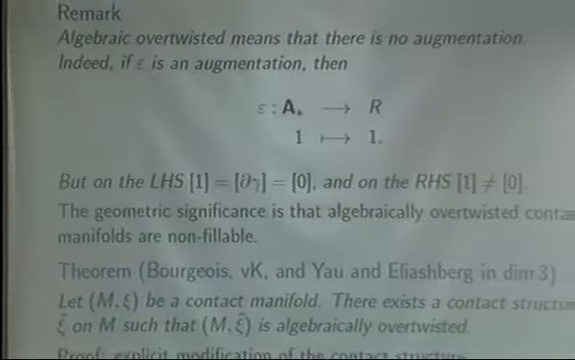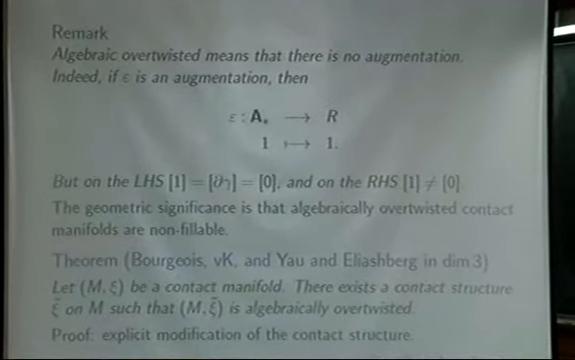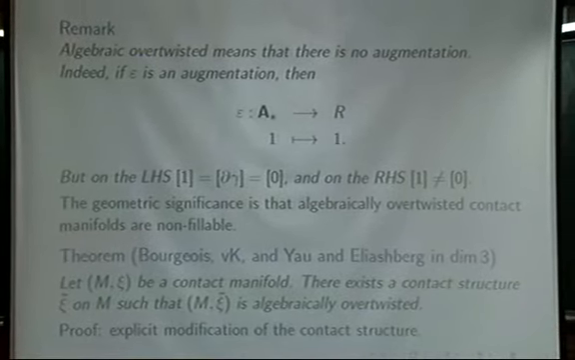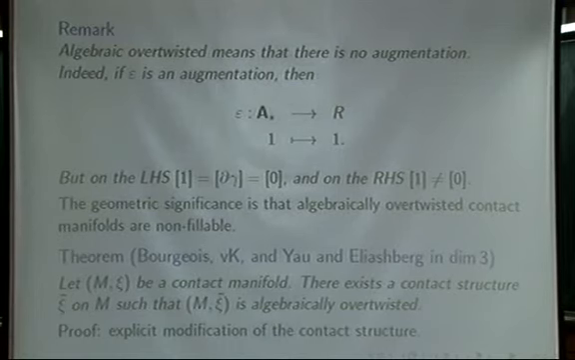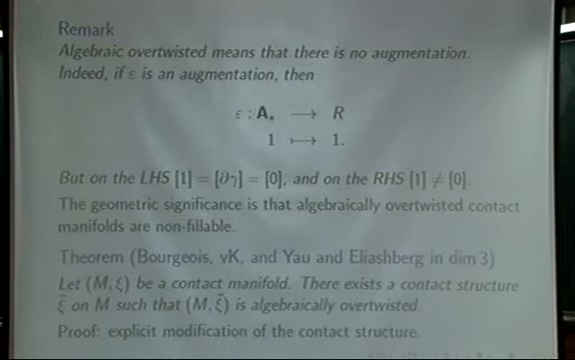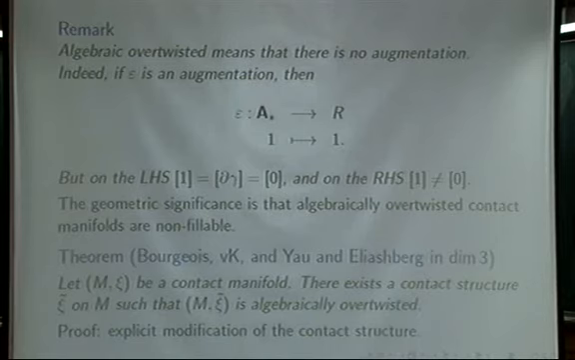So every contact manifold admits an over-twisted one? Yes. How do you show that theorem? Is it over-twisted or? No. So what I do is the following. Let's give the argument in dimension 3. You replace this by this contact form.